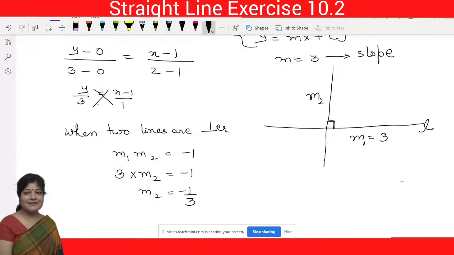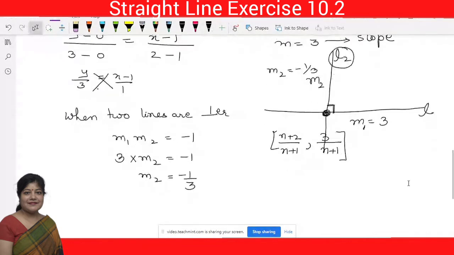Don't write, just understand. Very tough questions are there. So m2 is equal to minus 1 by 3. Now, what is the value of this point which we found from the section formula? You have noted, tell me. The point is (n plus 2) by (n plus 1), and the second is 3 by (n plus 1). So now we have to find the equation of this L2. This L2 passes through this point.